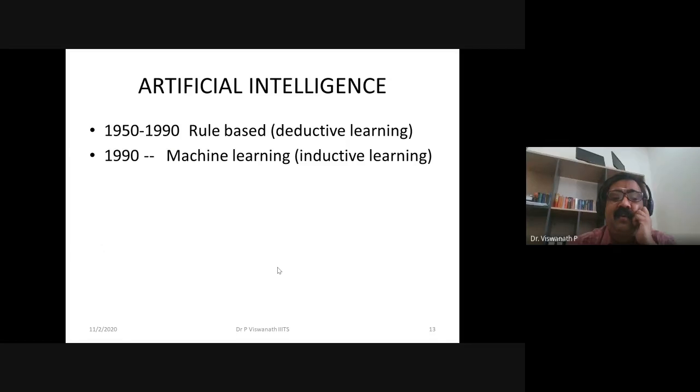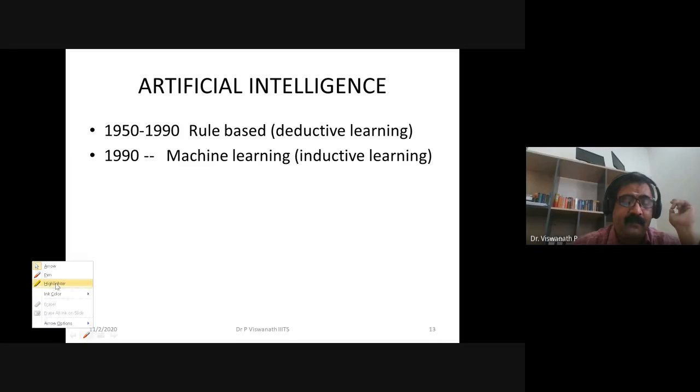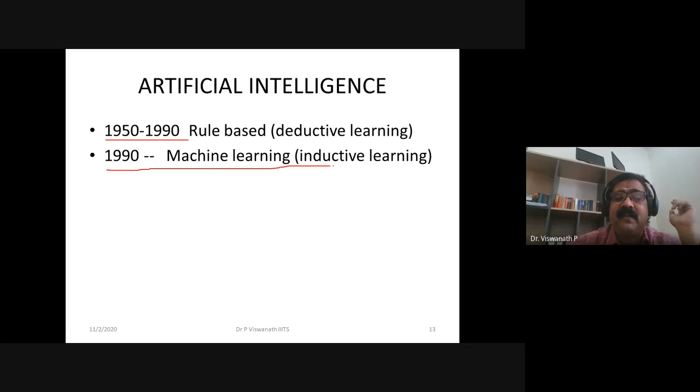So when it comes to artificial intelligence, from 1950 to 1990, it was basically rule based. That is, this is also called deductive learning. Deductive, we'll see, maybe briefly we can see what this is. For example, like playing chess, something like that. But from 1990 onwards, it went on to inductive learning. Inductive learning means learning from the data directly. So that's what we are calling machine learning. And in this machine learning, nowadays we are in the era called deep learning.